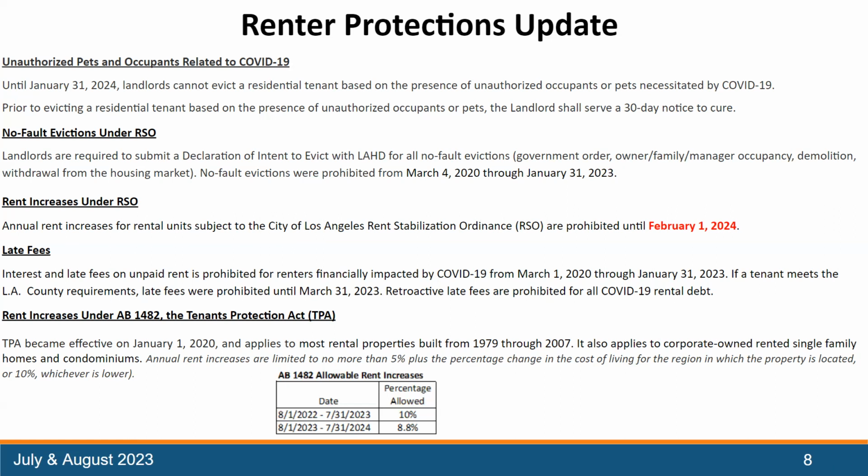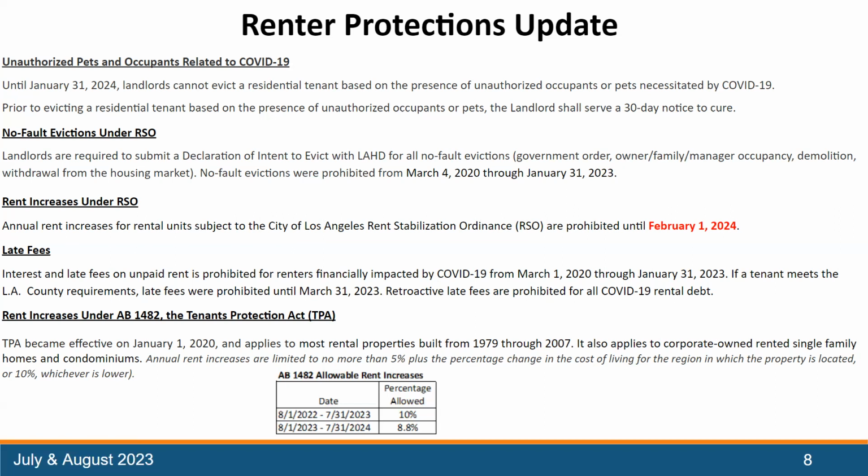Interest and late fees on unpaid rent are prohibited for renters financially impacted by COVID-19 for rental debt from March 1st, 2020 through January 31st, 2023. Retroactive late fees are prohibited for all COVID-19 rental debt.